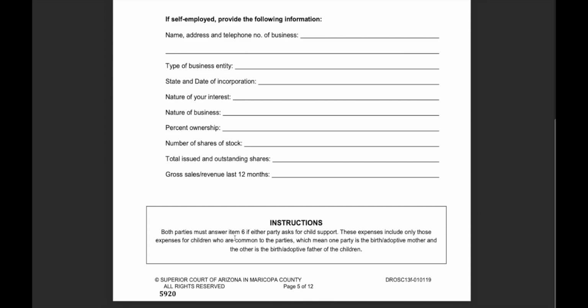Instructions. Both parties must answer item 6 if either party asks for child support. So this is a big section right here. The expenses only include those expenses for the children who are common to the parties. Oftentimes we get people who come in who have other children outside of who the case is dealing with. So please do not list those expenses.